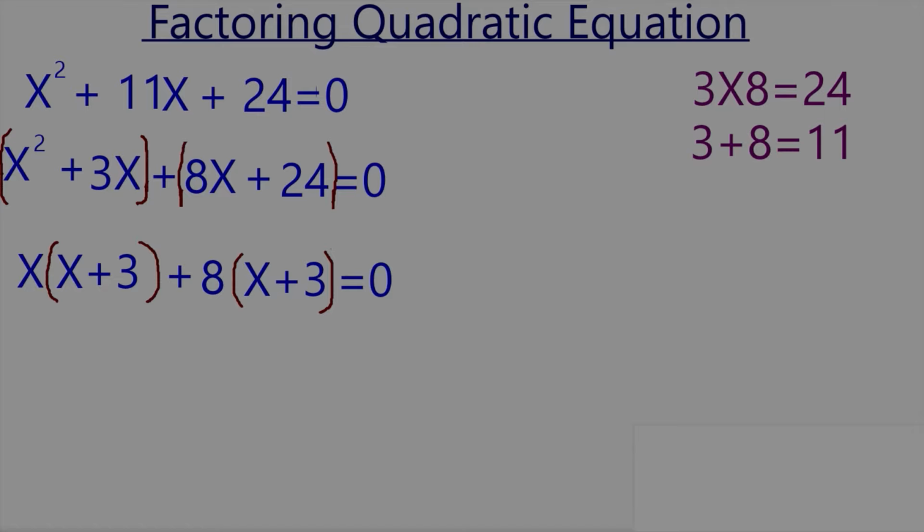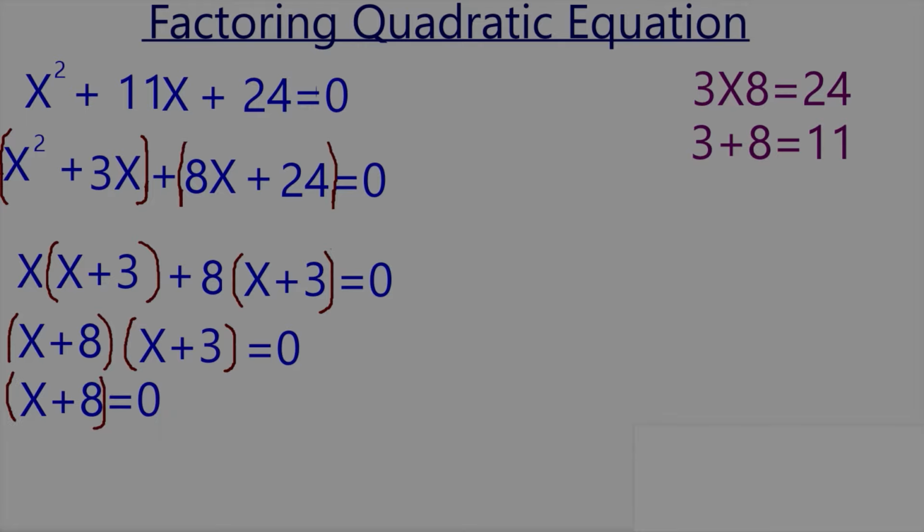We need to write back the terms outside the brackets, in brackets with each other. Those terms are x plus 8. After placing x plus 8 in brackets, we need to multiply it by x plus 3 in brackets, and make the equation equal back 0. We want to now separate the brackets, and make both equations equal 0 to solve for x. Transposing both equations to find x, we get x equals negative 3, and x equals negative 8.